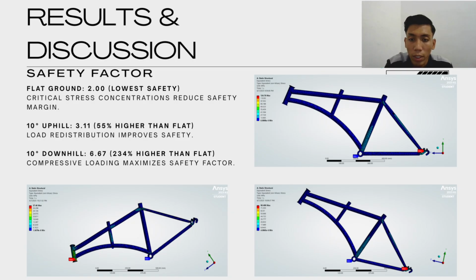Downhill riding offered the safest scenario with a 234% increase in safety factor, 6.67, as compressive loading enhanced frame resilience. This underscored the frame's robustness in downhill conditions while flagging flat terrain as the most demanding for long-term fatigue resistance.